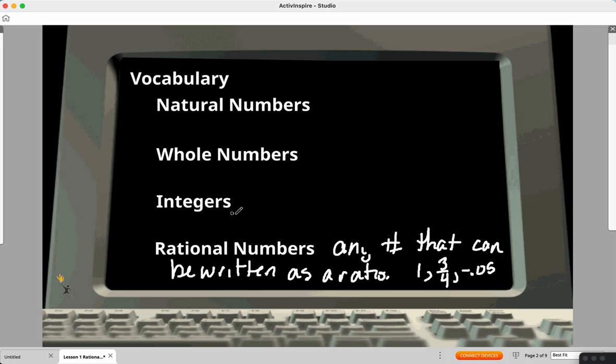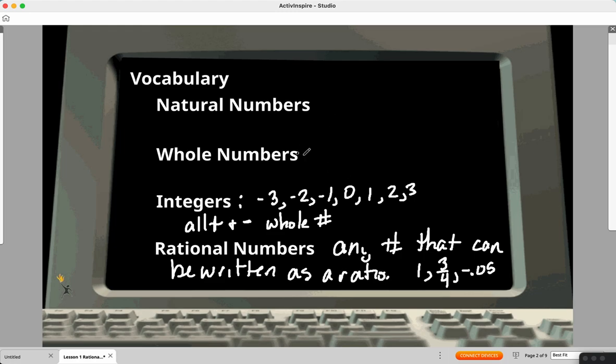Moving on to the next most specific is the integer number system. It's easier to give you guys a list of what these are. These are all positive and negative whole numbers. So some like -3, -2, -1, 0, 1, 2, 3. So all positive and negative whole numbers. So no fractions, no decimals.